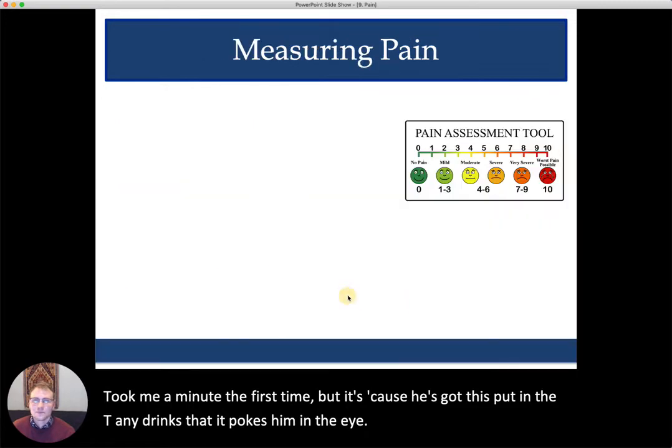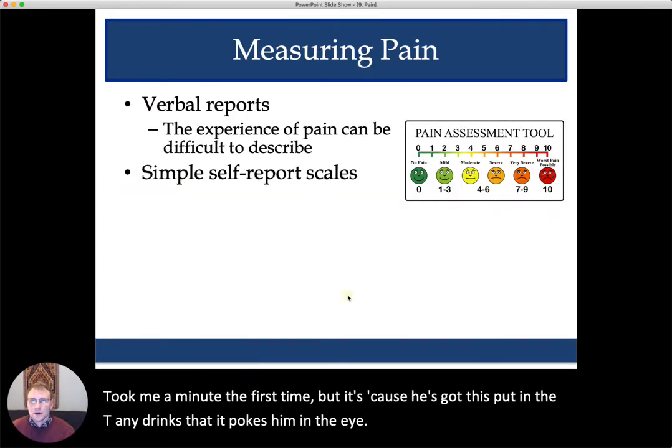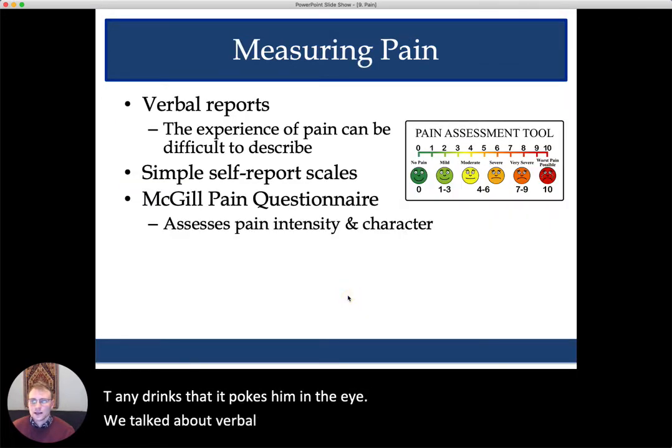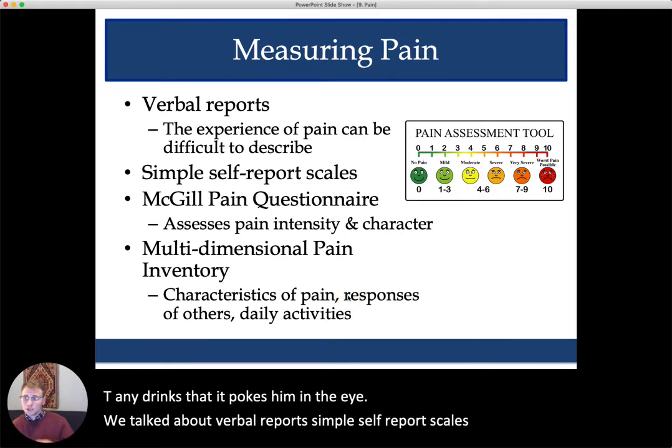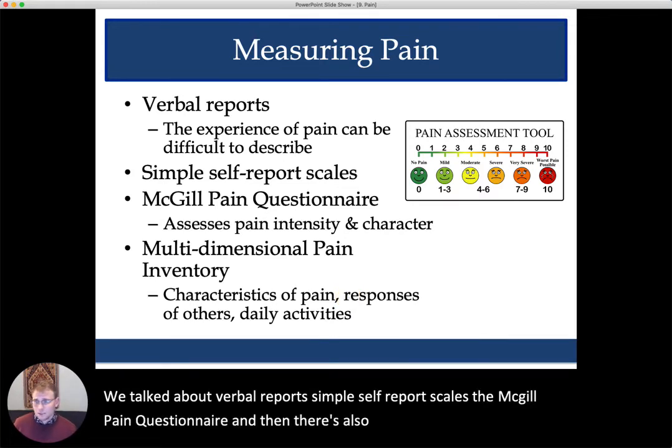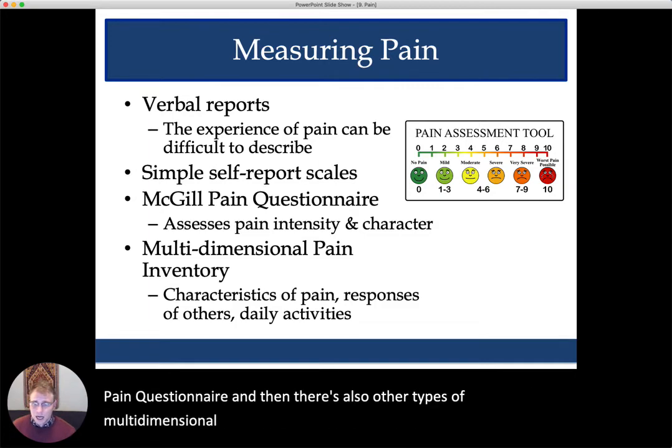So we talked about verbal reports, simple self-report scales, the McGill pain questionnaire, and then there's also other types of multidimensional pain inventories. And I believe I have a picture of this on the next slide.